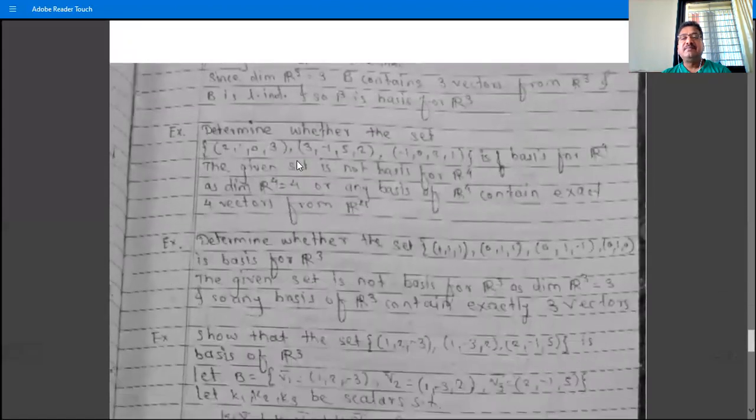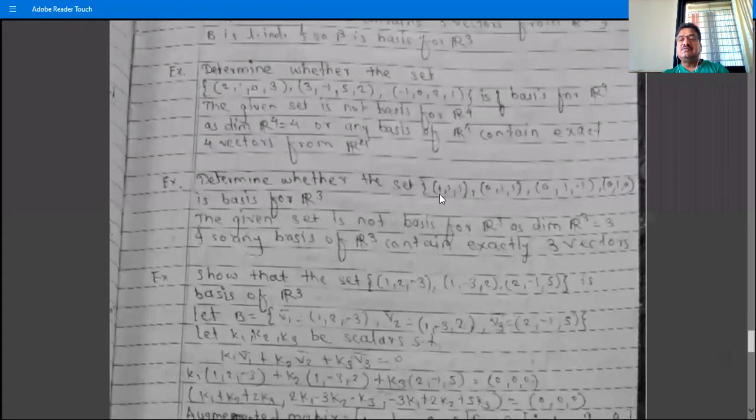Determine whether this set is a basis for R3. This is the set (2, 1, 0), (3), (3, minus 1, 5, 2). So the given set is not a basis for R raised to 4, because the dimension of R raised to 4 is 4, and any basis of R raised to 4 contains exactly 4 vectors from R4, and this set contains 3 vectors from R4. This is first, this is second, and this is third, and so it is not a basis for R raised to 4.